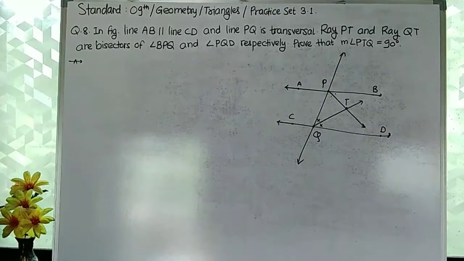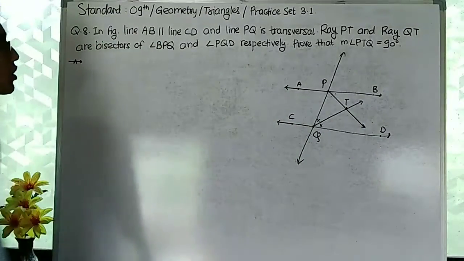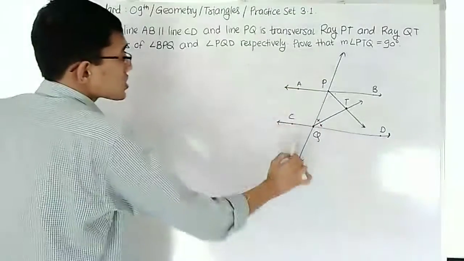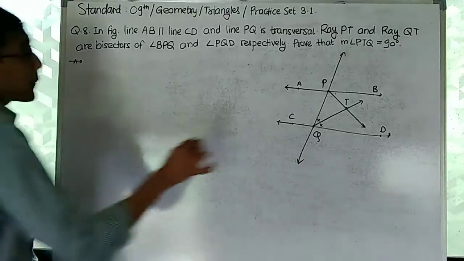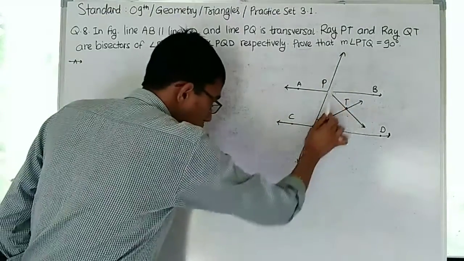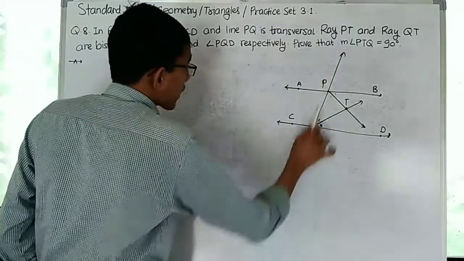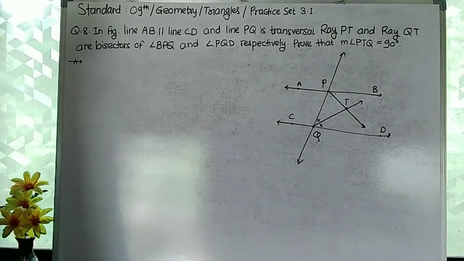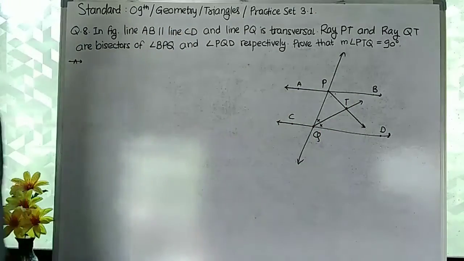The question is, in the figure, line AB is parallel to line CD, and line PQ is the transversal for these two parallel lines. Now ray PT is the angle bisector for angle BPQ, and ray QT is the angle bisector for angle PQD. What we have to prove is that the measure of angle PTQ is equal to 90 degrees.